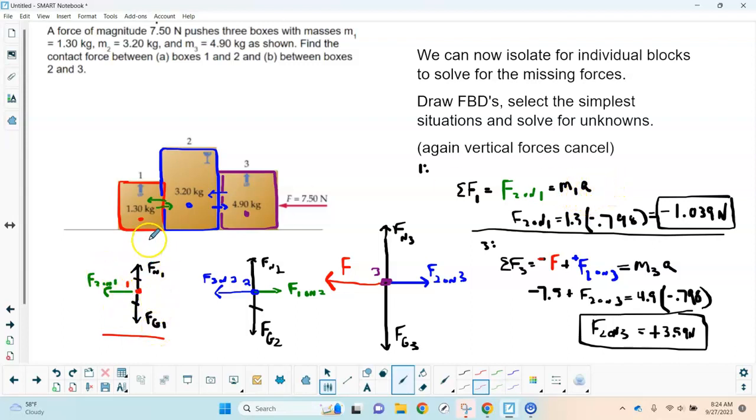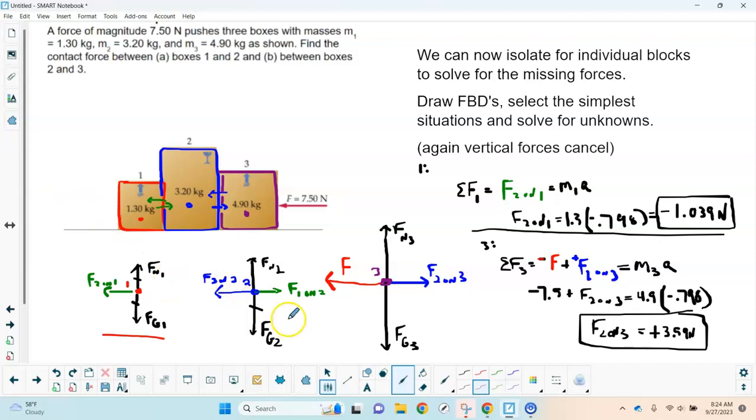So it goes along with this free body diagram, which is going on with the 1.3. So the force of 2 on 1 is equal to 1.3 times that acceleration that we got on the last slide, which was negative 7.98 meters per second squared. We multiply them out and we get negative 1.039 newtons.